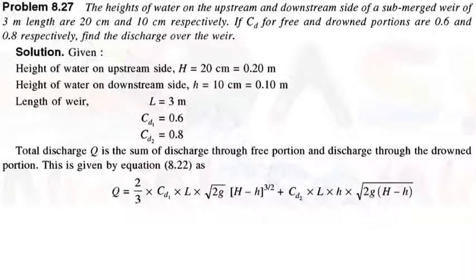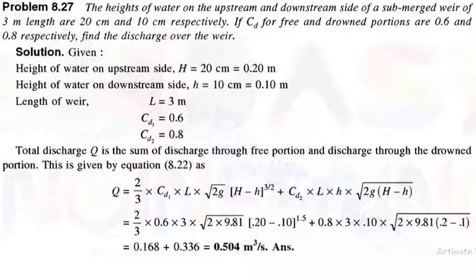Total discharge is given by the equation Q1 plus Q2. So you have here Q1 and here you have Q2, and you know the values of CD, capital H and L, and also small h. So you can substitute and find out, and Q comes as 0.504 meter cube per second.